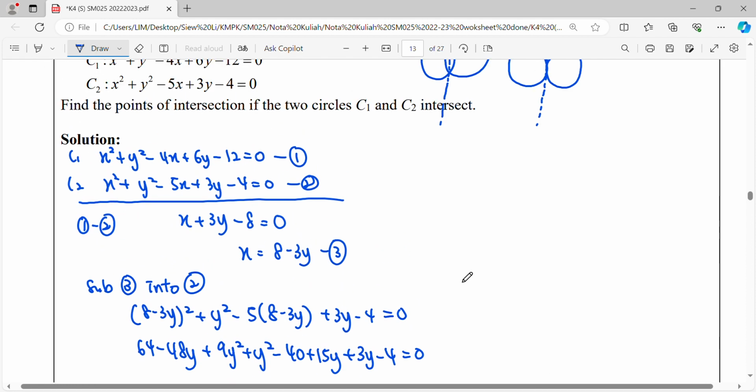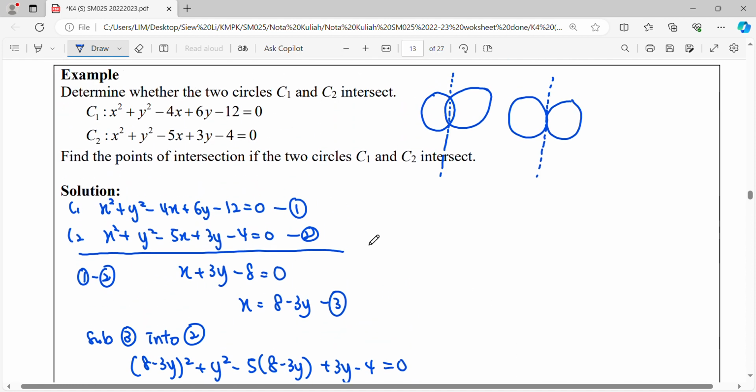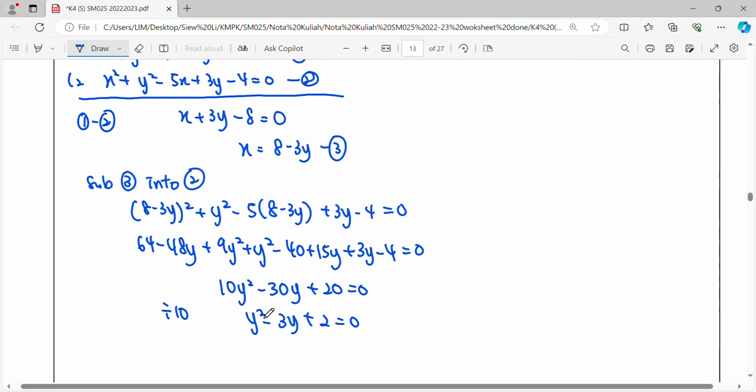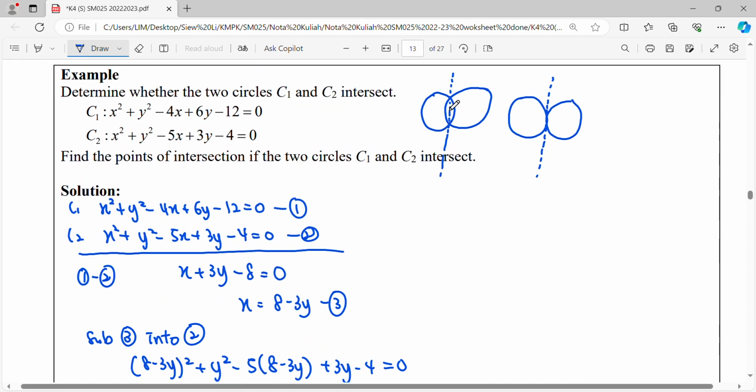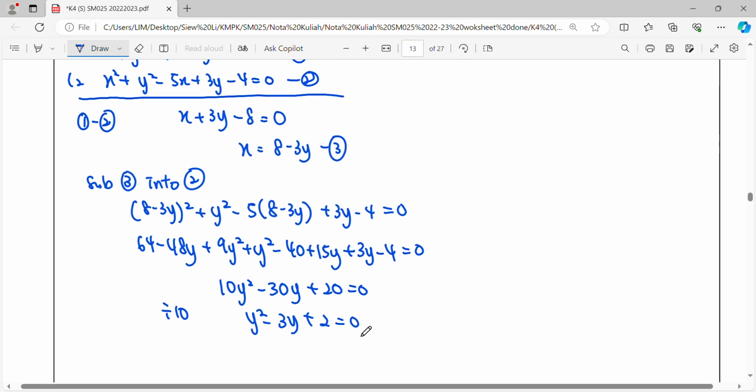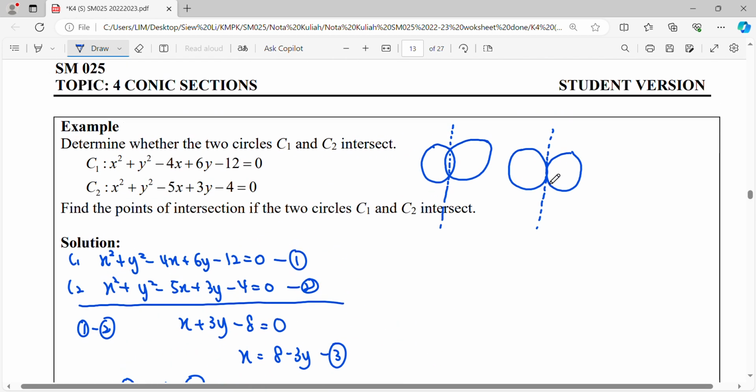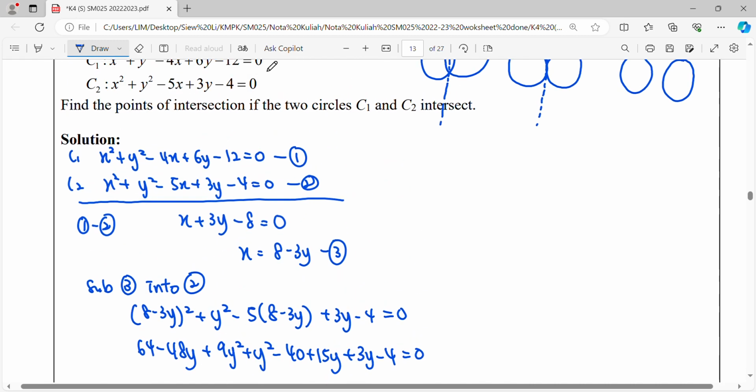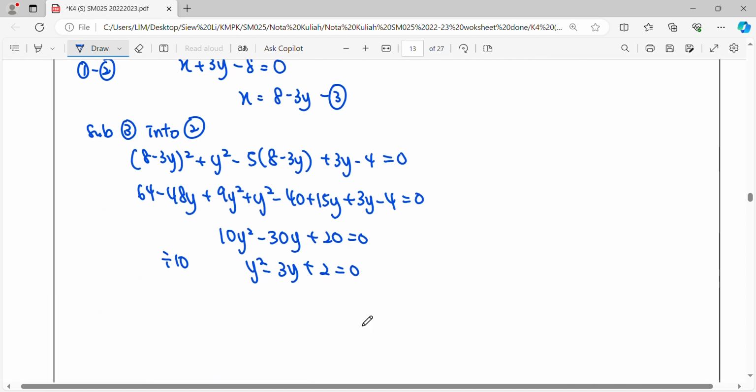So to determine whether the circles intersect or not, it depends on whether this quadratic can be solved or not. If we can find two real roots, it means the circles intersect at 2 points. If when we solve the quadratic we get one root, or equal roots, it means the circles intersect at 1 point. Sometimes when we solve the quadratic, it won't have roots, which means the circles do not intersect.